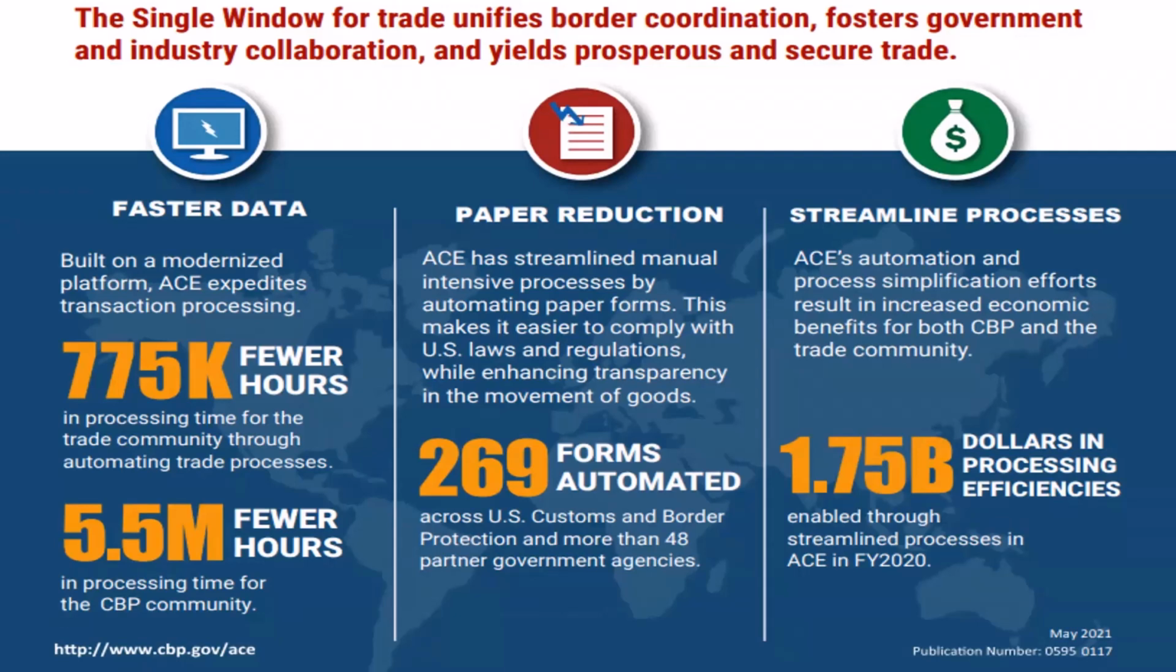And then they are recently integrating the modernized portal for ACE. The single window expedites transaction processing. They estimate 775,000 fewer hours in processing time for trade and 5.5 million fewer hours in processing for the CBP community. It also reduces paper. 270 forms are automated and 48 partner government agencies, and saves approximately $1.75 billion due to processing efficiencies in fiscal year 2020, are the estimates that CBP puts out.